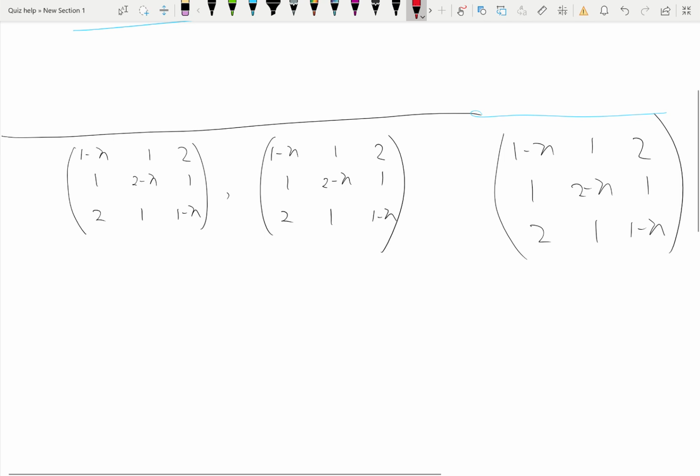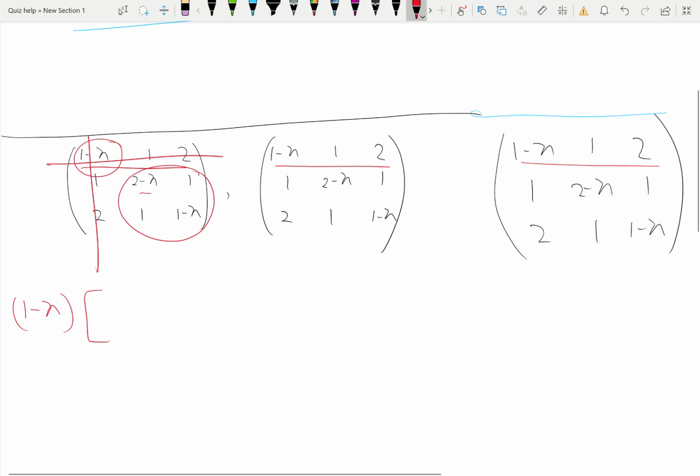It's the same method, but I want to show you something important. So you consider only the first row. Let's take the first element, which is 1 minus lambda. So 1 minus lambda times, delete the row, delete the column. What's left is, the determinant of this 2 by 2 part is 2 minus lambda times 1 minus lambda, subtract 1 times 1, which is 1. So that's this. We are going to get longer expressions. Now by default here it's minus.